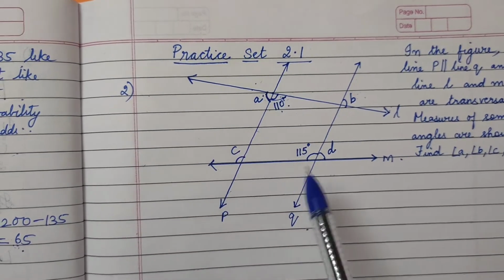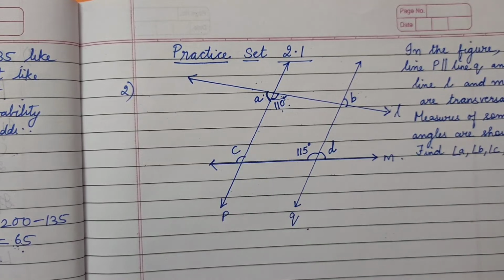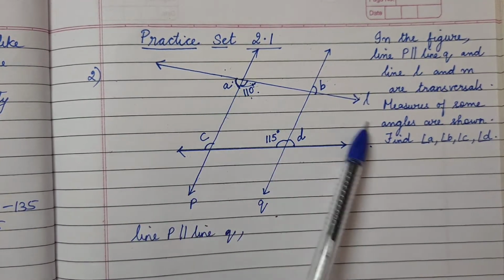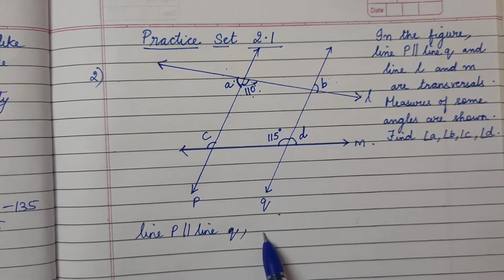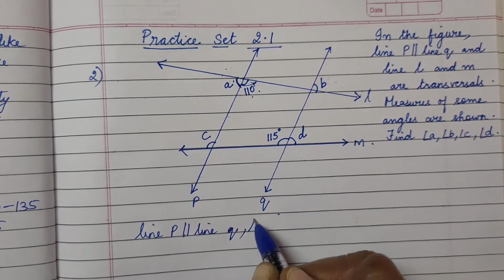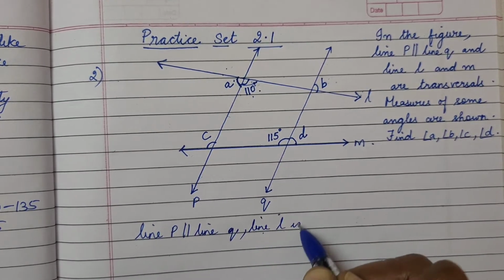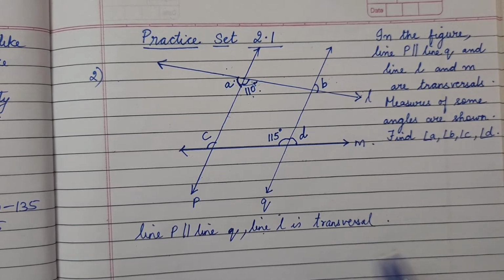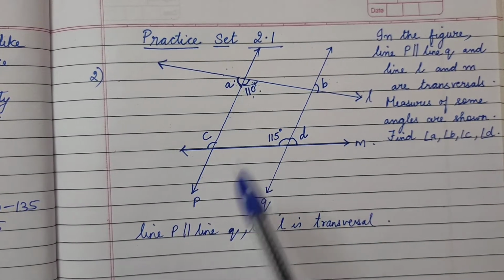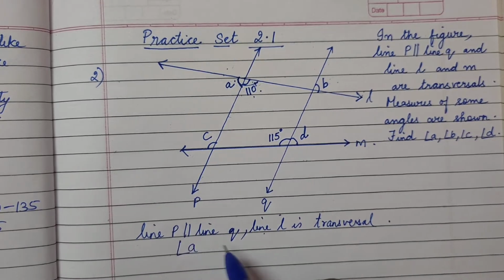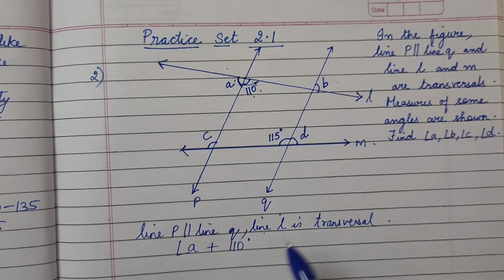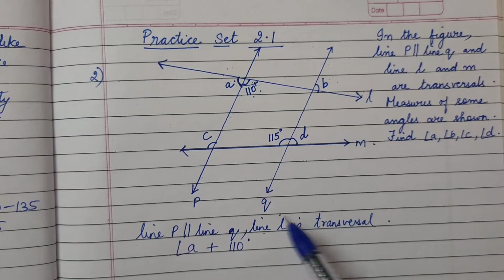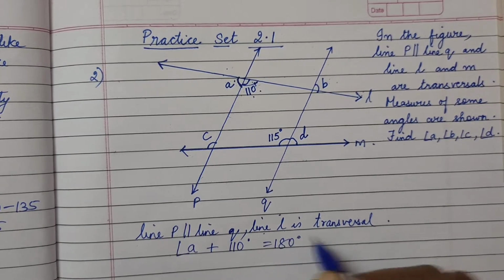So we will write the first parallel line, and we are going to look first at this transversal. I'll write it only. Line L is the transversal here. Okay, and after writing this, I am going to say: angle A plus 110 degrees. This plus this is 180 degrees, this is by linear pair.